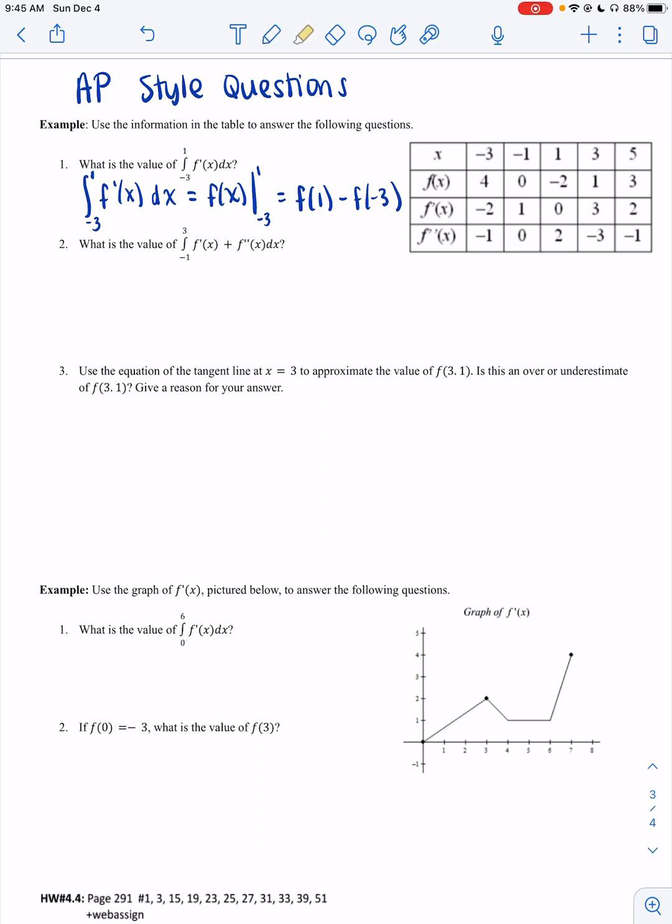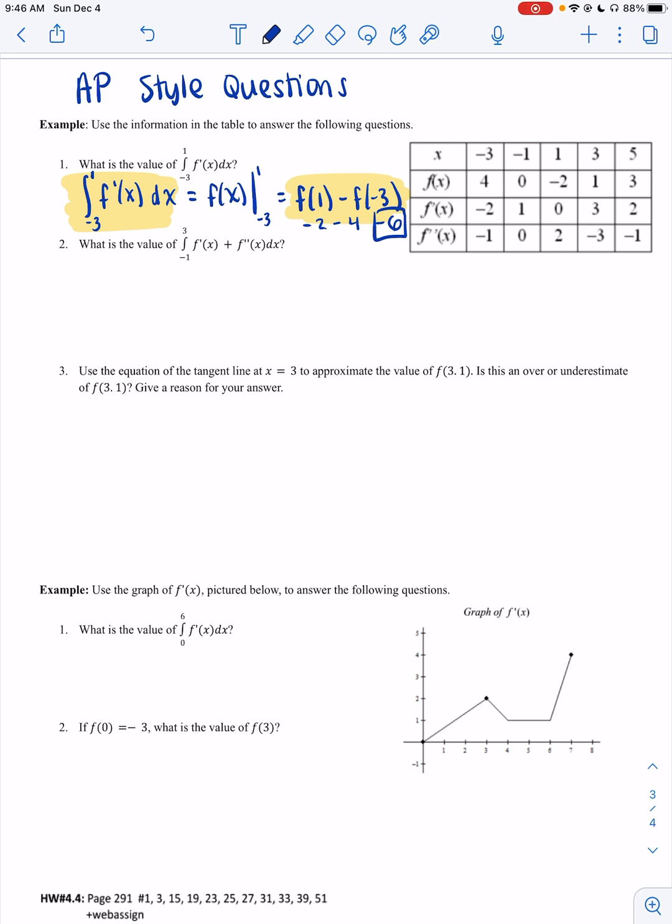You're going to end up seeing this a lot, and you want to get comfortable going straight from step 1 to that third step there. It's not mandatory, you're just going to see it a lot. And then you would use your table to find those values. So f of 1 is -2. f of -3 is 4. And so we're getting -6 for our answer.